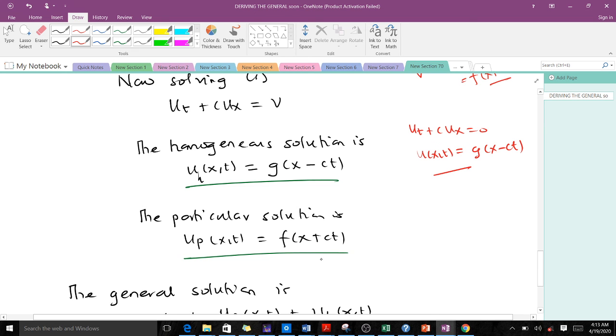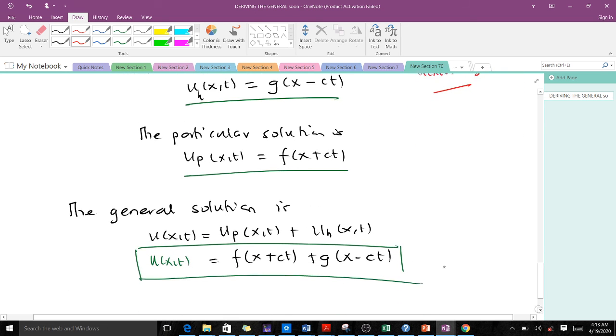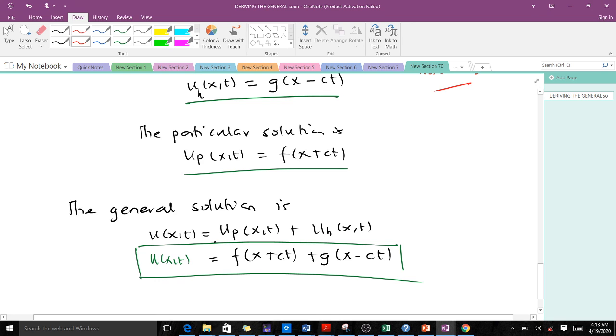Hope you recall. So the general solution then is just u of x, t equals the complementary solution plus the particular solution, and you get this. So you realize that this is the same as the formula that we wanted to prove initially. So that's how to prove the general solution of the wave equation.